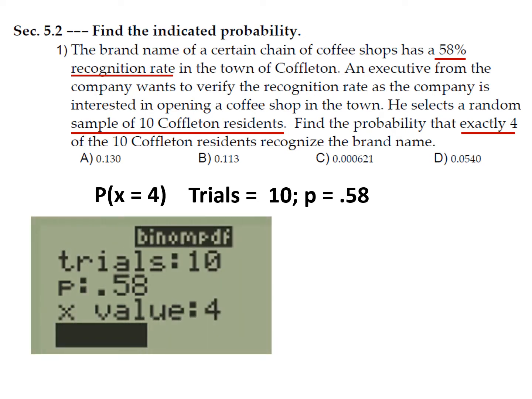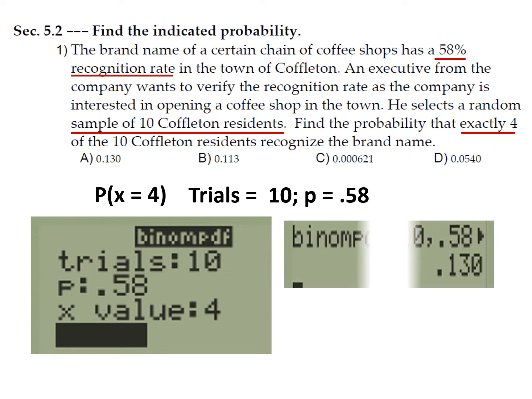Whenever we need to find a probability of an exact number of successes, we use binomial PDF. 10 trials, 58% recognition rate, X is 4. Hitting calculate, my calculator returns 0.130, letter A.